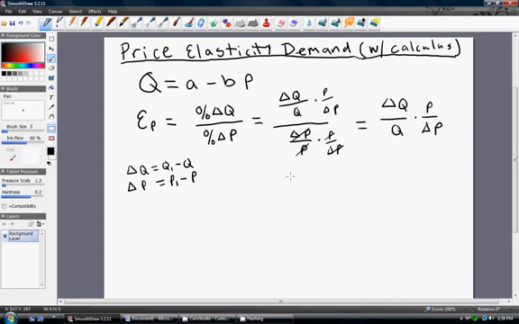Let me just rewrite that slightly here. Let me put the changes together, collect the change terms. So the change in Q divided by the change in P times P divided by Q. This is the basic equation for the price elasticity of demand. All it's telling us is that the price elasticity of demand, the percent change in quantity demanded divided by the percent change in price, is nothing more than this term here multiplied by price divided by quantity.